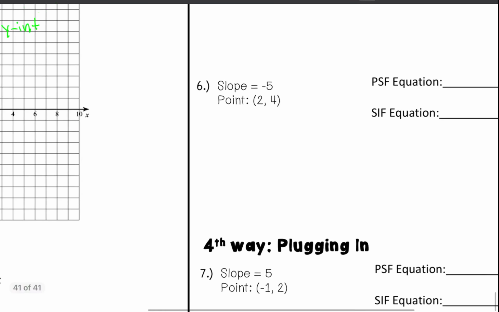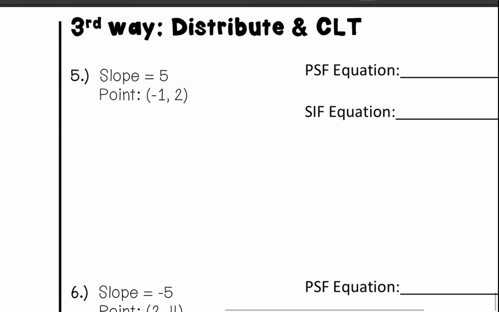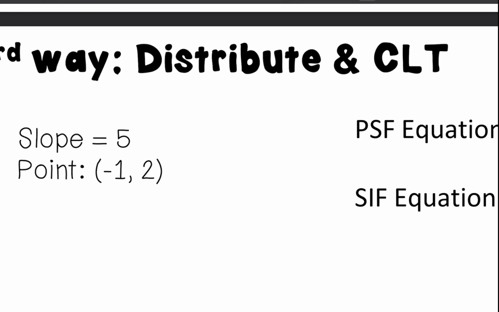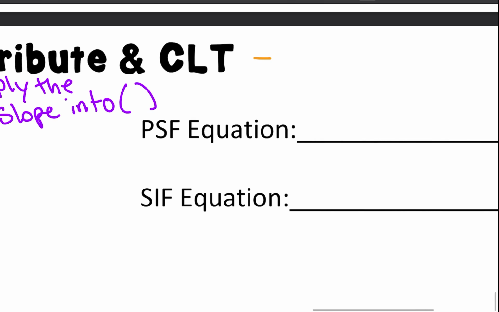All right. Looking at our third way, we're going to distribute and combine like terms. So distribute really means we're going to multiply the slope into the parentheses. To combine like terms, this means we add numbers without variables.